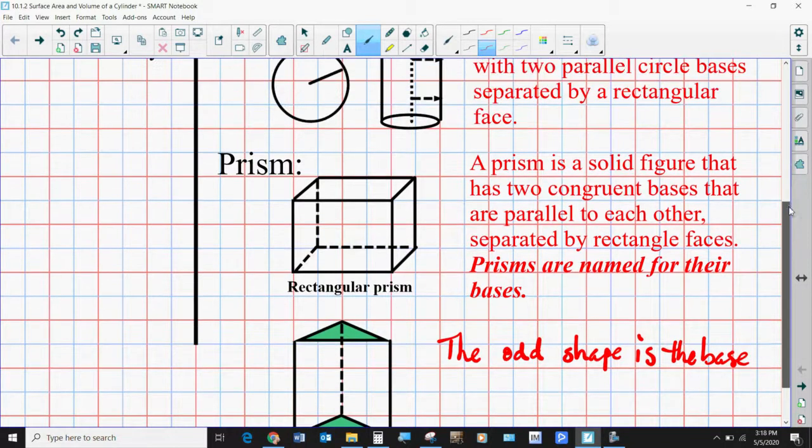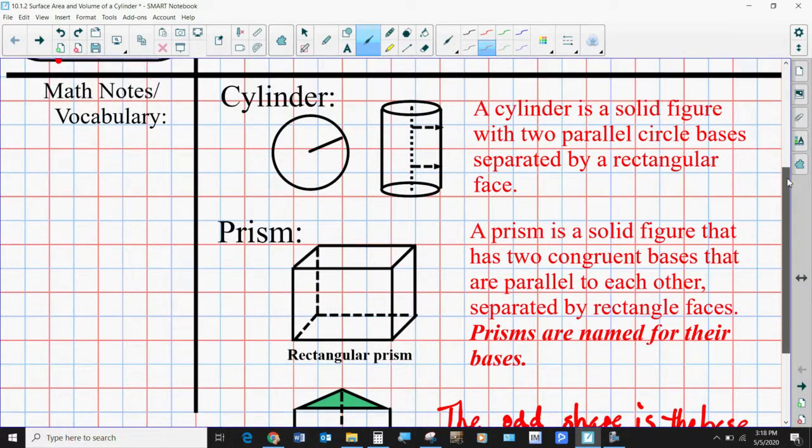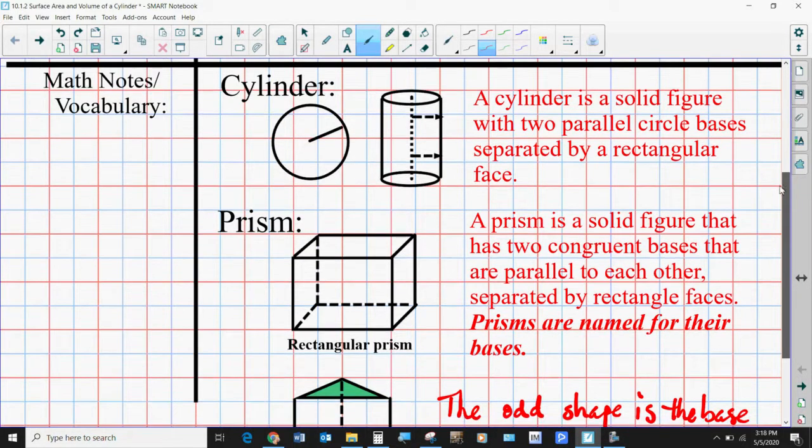When we get into the formula, there's a universal formula for finding the volume of prisms. All of the formula is going to work for every single one of these. It'll work for the cylinder. It'll work for any prism, whether it's rectangular, triangular, pentagonal, octagonal, any type of a prism. You're going to have the same basic formula for finding volume, and we'll get to that in a little bit.